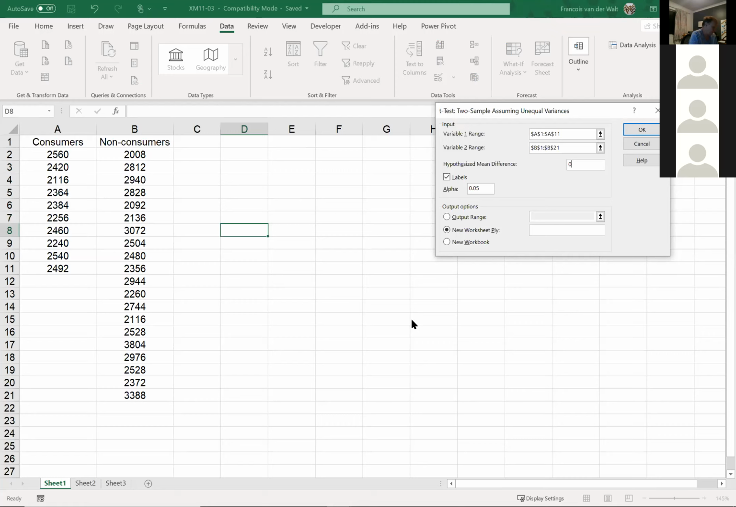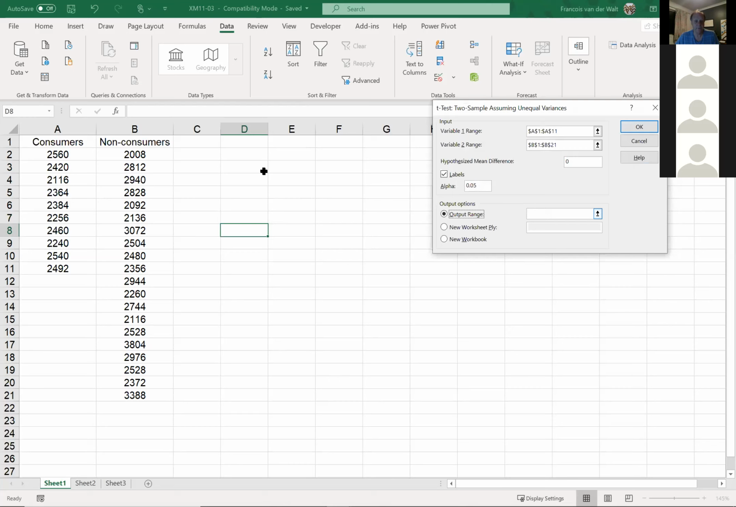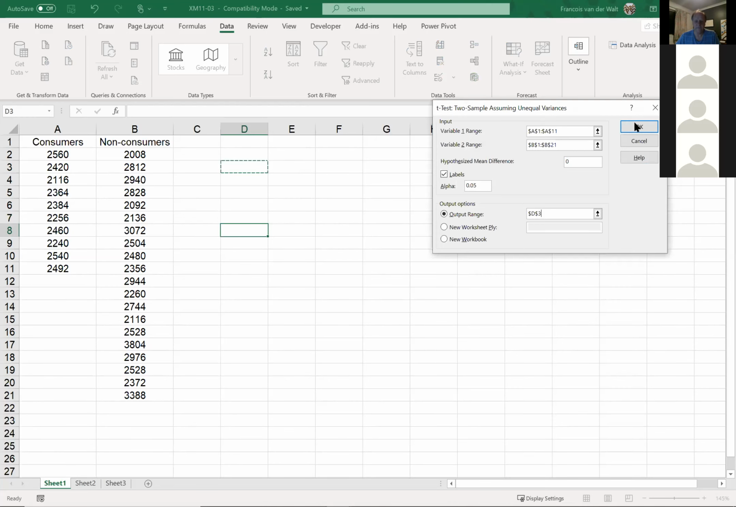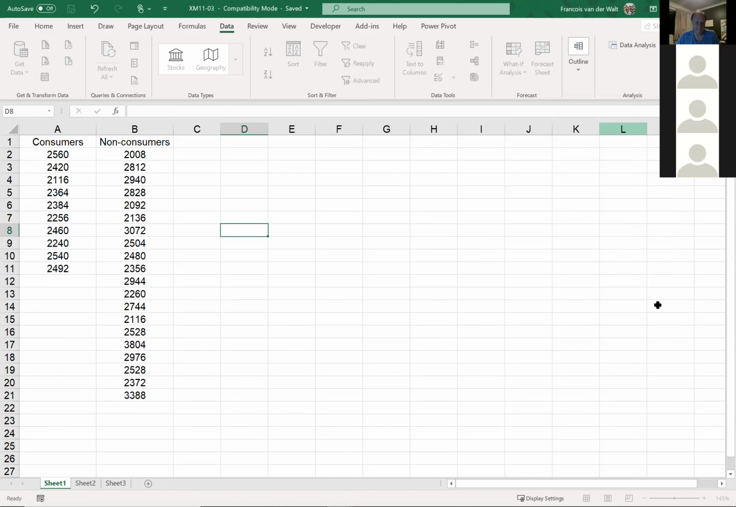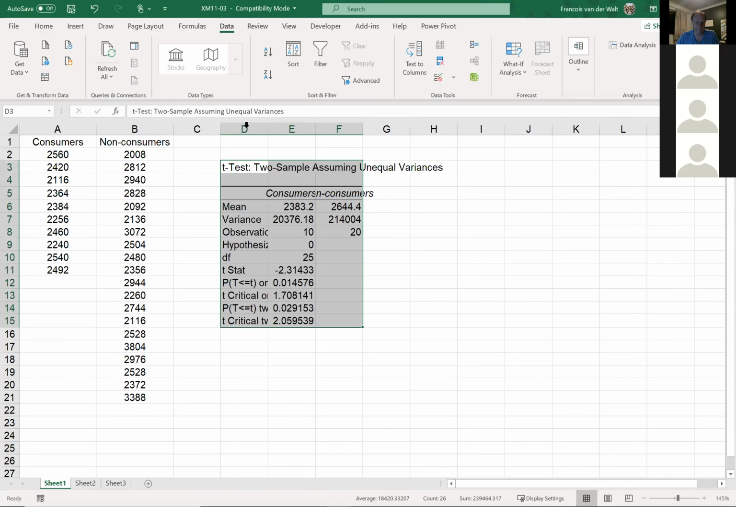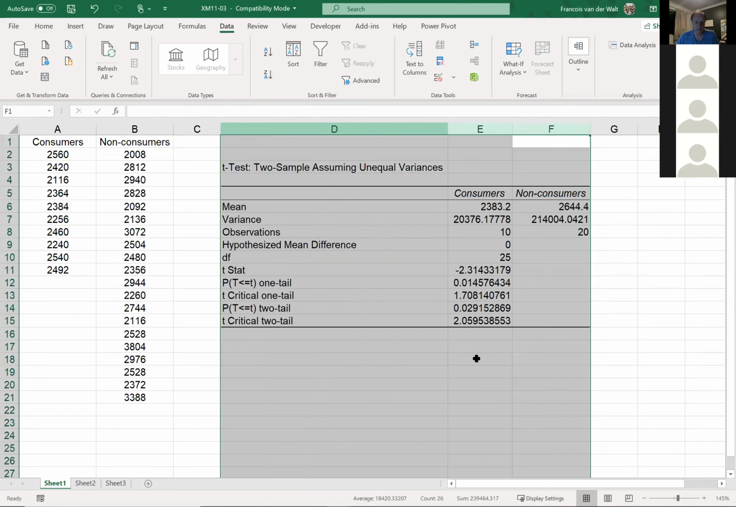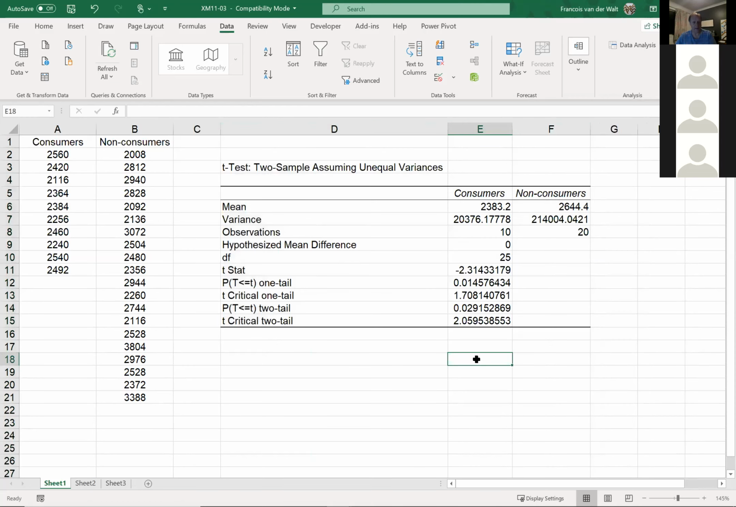Alpha level, what did they say here? They work on alpha 0.05, so that's correct. And I want to put it on the same data set. So I'm going to put it there. Click on OK. Okay, and here's our data done.